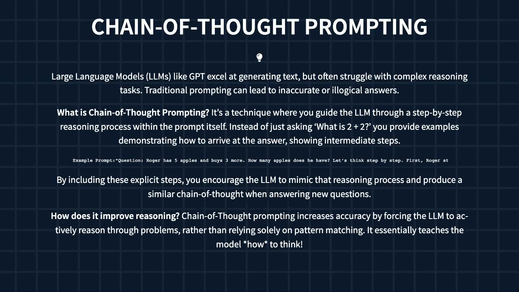Okay, let's talk about a really cool trick for getting better answers from large language models. It's called chain of thought prompting. Basically, these AI models are amazing at generating text, but they can sometimes get tripped up with complicated problems that need real reasoning. Traditional prompts just ask the question directly, and the model might give you a correct answer, but without showing its work. Chain of thought prompting is about guiding the model through the steps of the solution.